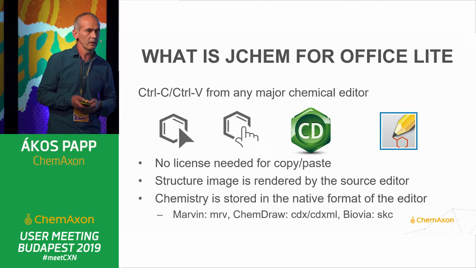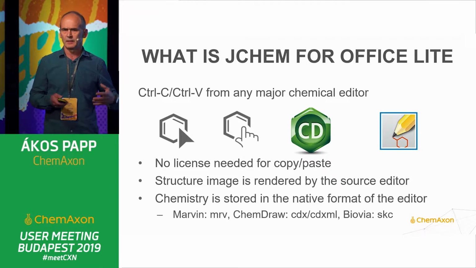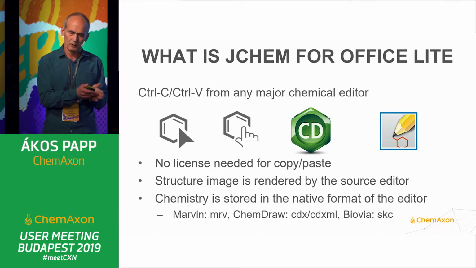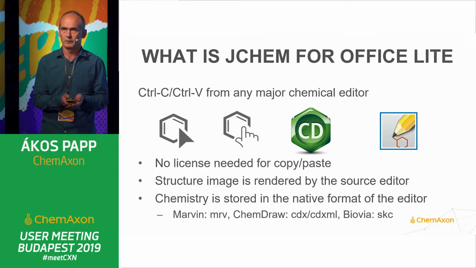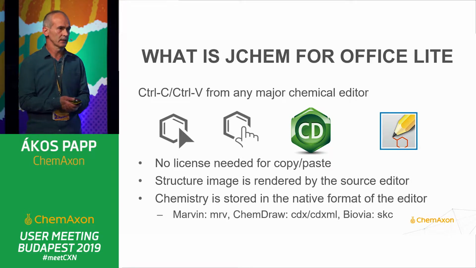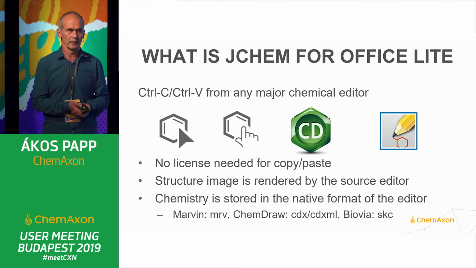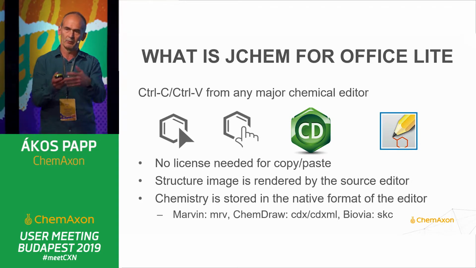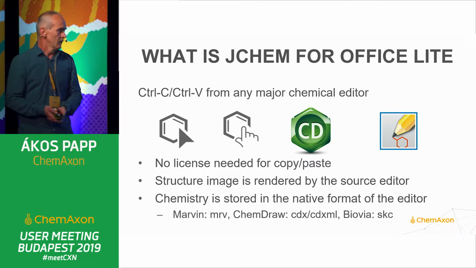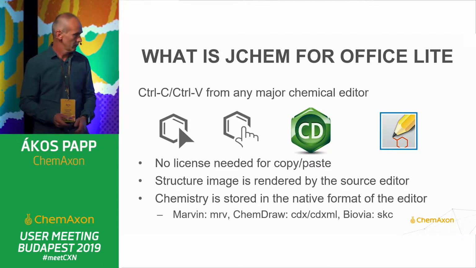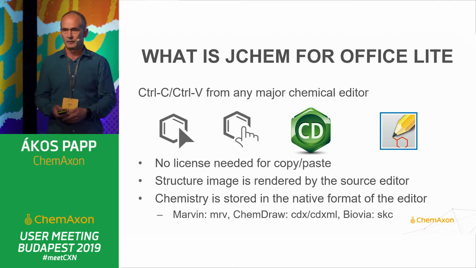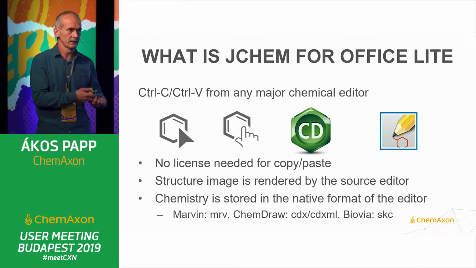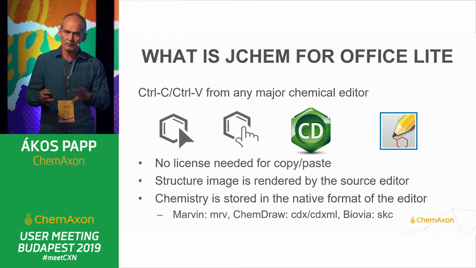The key question is, what if my structure contains some specific features, like images, that are specific to the appropriate editor? The answer is that we will render this structure image by the source editor. So if you copy from ChemDraw, this will be rendered by ChemDraw. If you copy from BioVia, this will be rendered by BioVia. And the chemistry will be stored in the original format. So if you copy from ChemDraw, then it is CDX. If from BioVia, this is SKC. From MARVIN, this is MARVIN.